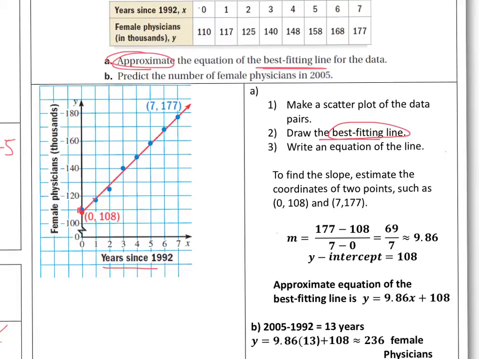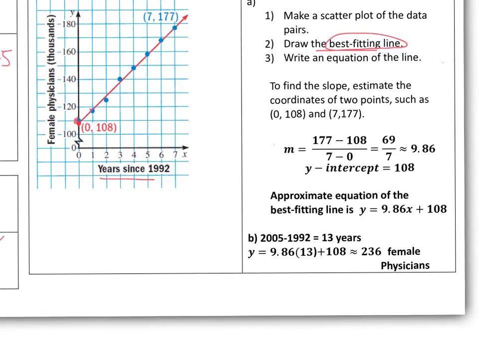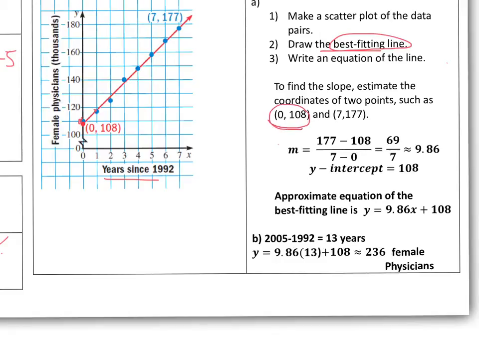And how do you do that? You just estimate the coordinates of 2 points, such as (0, 108) and (7, 177). You must be wondering why it's (0, 108) when you have (0, 110) in your table. I obtained this from your textbook. I guess they're just trying to approximate a random point that might not lie on the best fitting line, but that's okay. Okay, so basically I use the last point, to be more accurate.